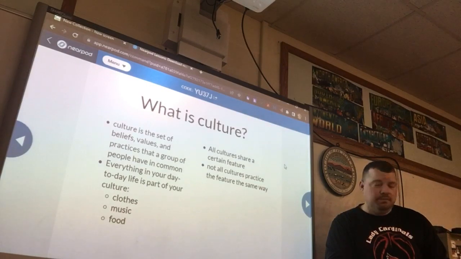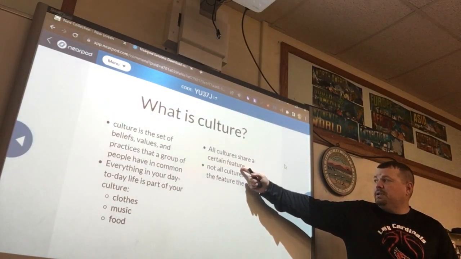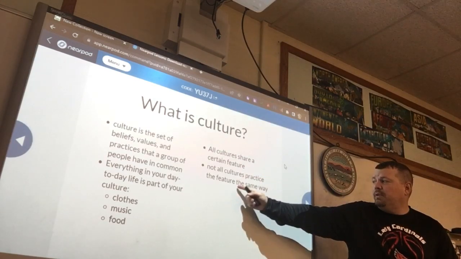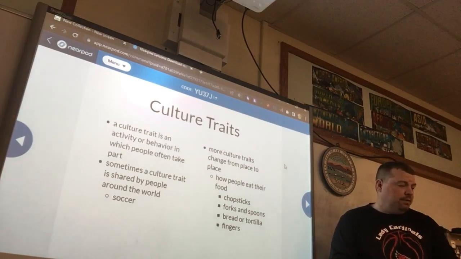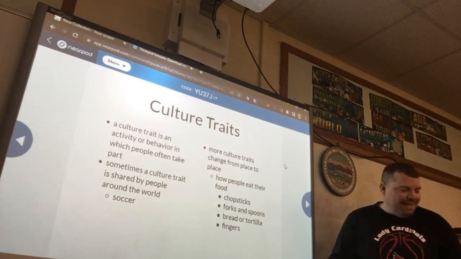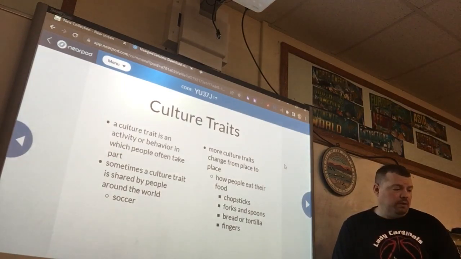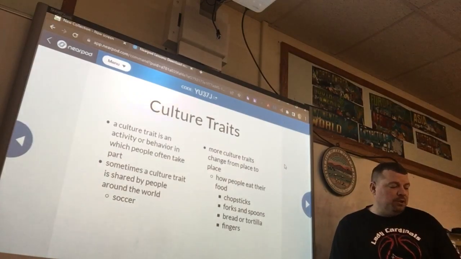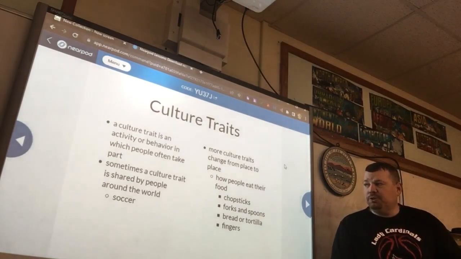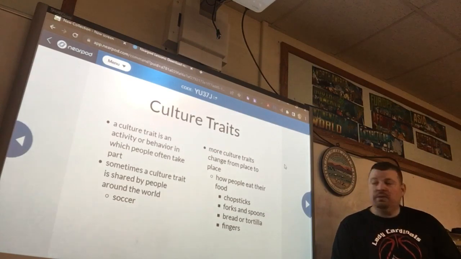Okay, so that's what this means. All cultures share certain features, but they don't all do it the same way. Culture traits. A culture trait is an activity or behavior in which people often take part. Sometimes a culture trait is shared by people all around the world.